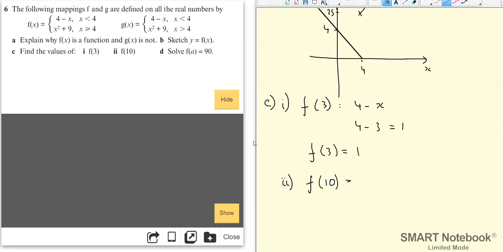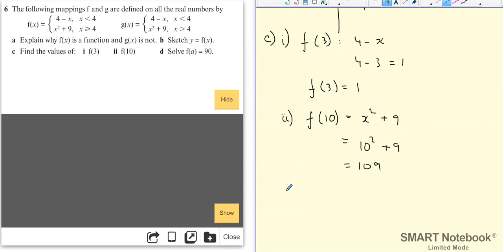Because 10 is more than or equal to 4, I have to use the second part, x squared plus 9. Okay, that's the thought process. So we look at 10, which of these x values is the right one? It's obviously greater than or equal to 4, so then I should use that one. And so we're going to use x squared plus 9. So this then becomes 10 squared plus 9, which is 109. We're not going to use the 4 minus x, because that is only for x values less than 4.